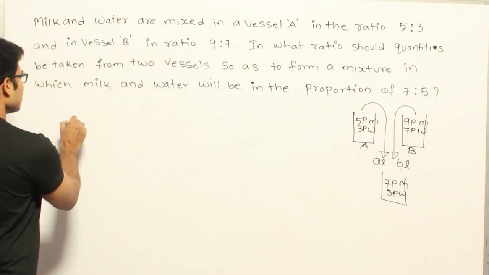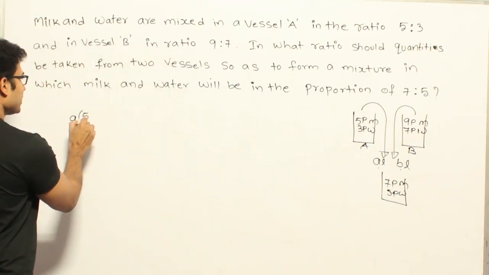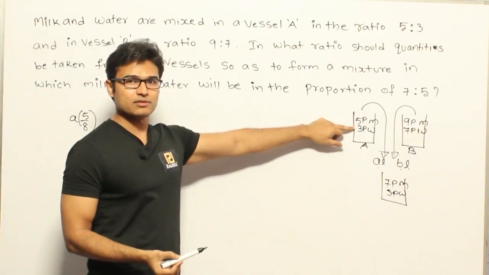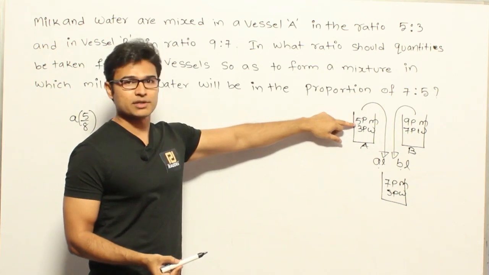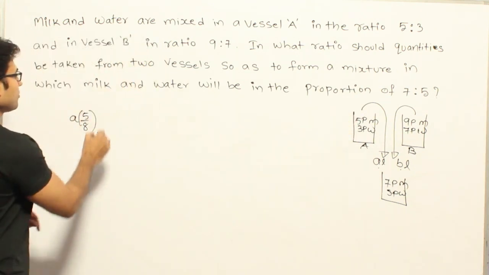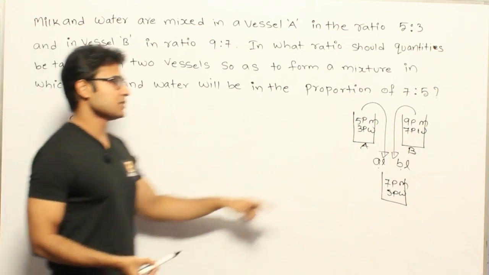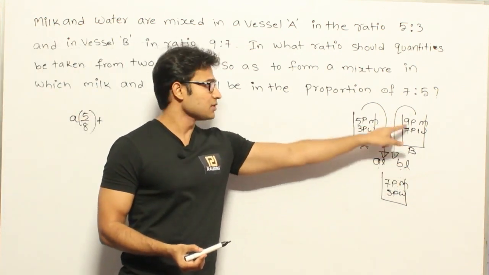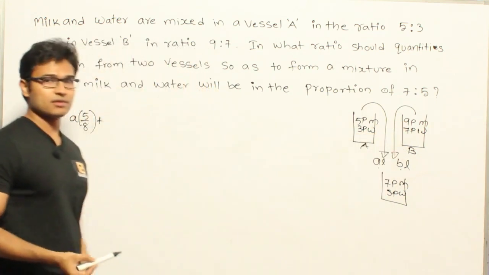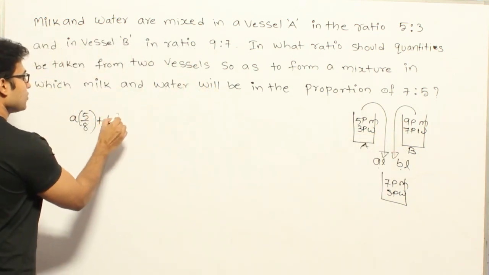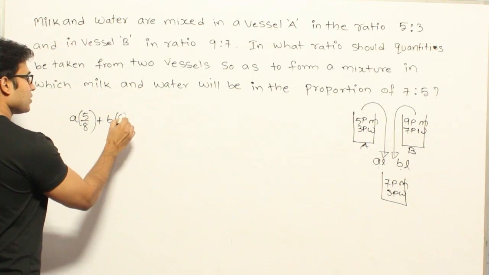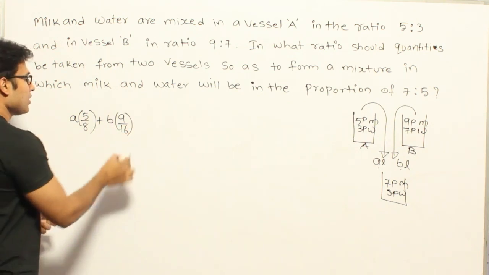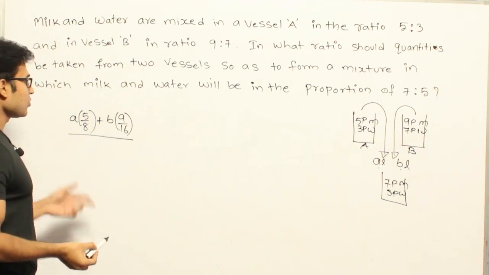So total milk equals A into 5/8, isn't it? Since it is in the ratio of 5:3, the milk will be 5/8 of it, right? Plus what is the total milk you are getting from this one? If you assume that you are taking B liters from this, then it is going to be 9/16, so B into 9/16 is what you are going to get. This is the total amount of milk from the second vessel, divided by the total amount of water.